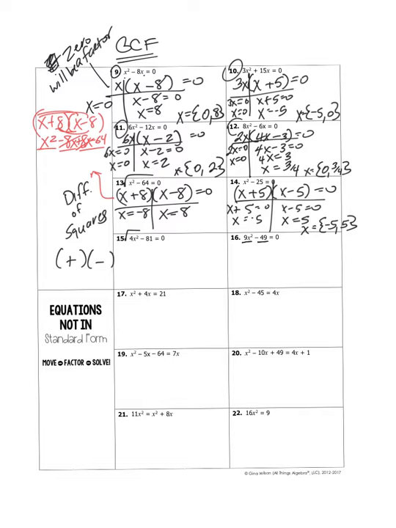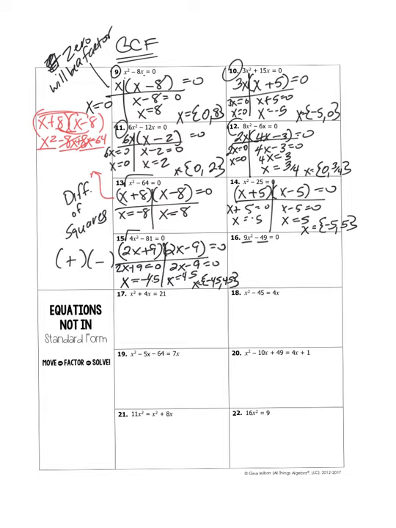Square root of 4x squared is 2x. Square root of 81 is 9. So 2x plus 9, 2x minus 9. Set each one equal to 0. Subtract 9, divide by 2. X equals negative 4.5. Add 9, divide by 2. X equals 4.5. So x equals negative 4.5 and positive 4.5.